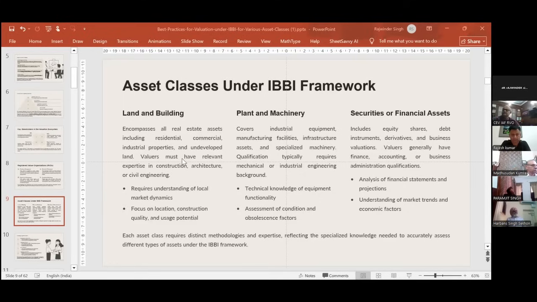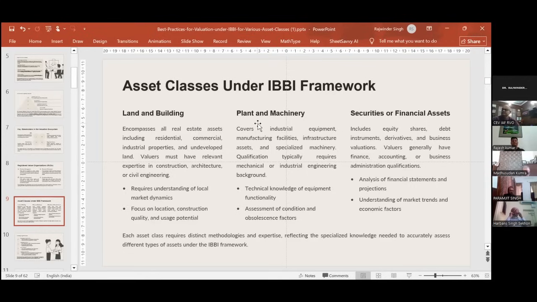Not only the minimum qualification which you must have, along with it you must have an understanding of local market dynamics, and you need to focus on the location of the property, the construction quality of the building or infrastructure, and the usage potential of the property of which you are doing valuation.